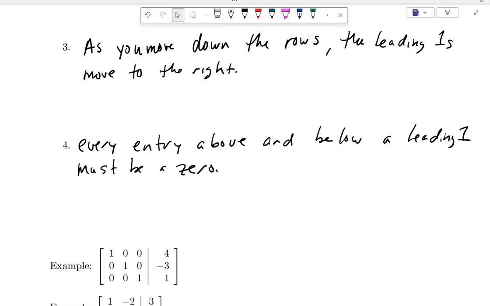Why do we like it? Can you read the answer? What's the first equation say? The first row says x equals 4. Second row says y equals -3. Last one says z equals 1. This is why we like reduced row echelon form. So what we'll talk about on Wednesday is how to put matrices in reduced row echelon form.